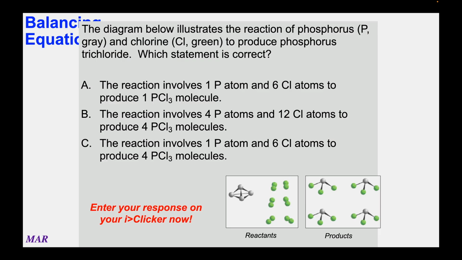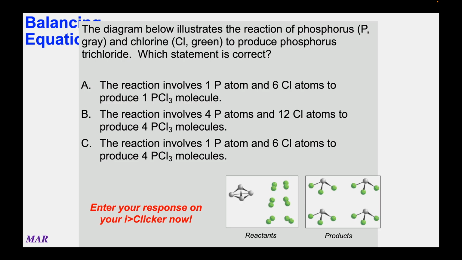So if you look at all of these then, you want to know which one of these is correct. The first one says it takes 1 phosphorus atom and 6 chlorine atoms to make 1 PCl3. Well, that's not right, because 1 PCl3 would have 3 chlorines. You don't want to have 6 chlorines. Likewise, if you look at the bottom one, 1 phosphorus and 6 chlorine atoms to make 4 PCl3s, that doesn't make any sense either. If you had 4 PCl3s, you'd need 4 phosphorus and you'd need 12 chlorines for that matter, so that's not right.